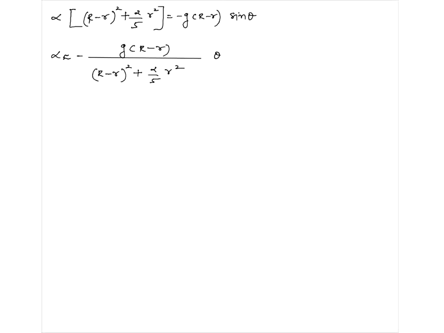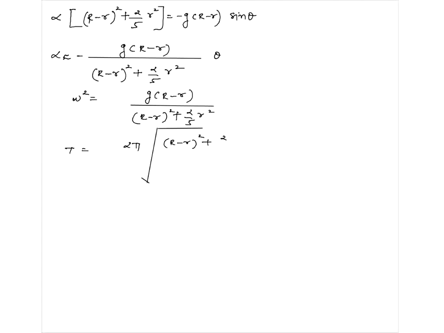Omega square is this. And therefore T is 2 pi by omega. We will make approximation later on.